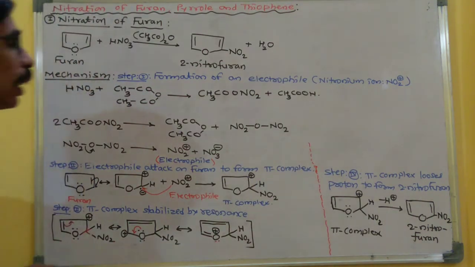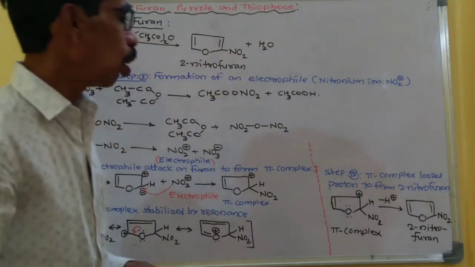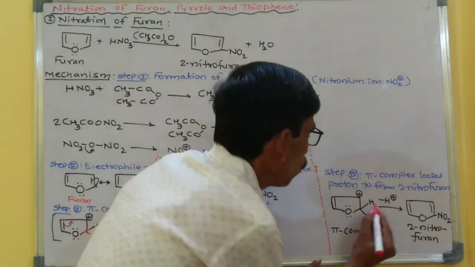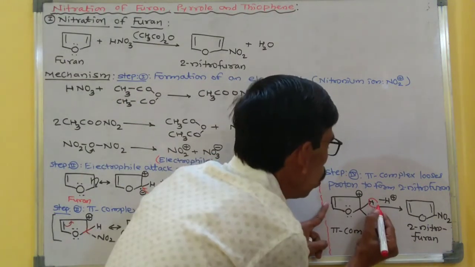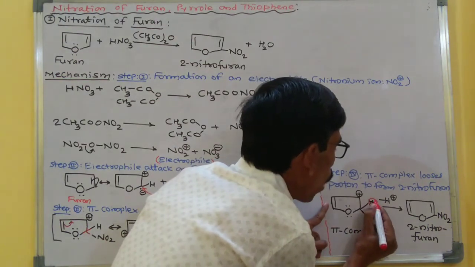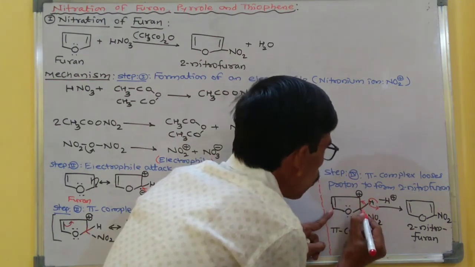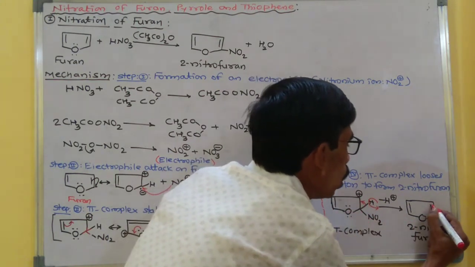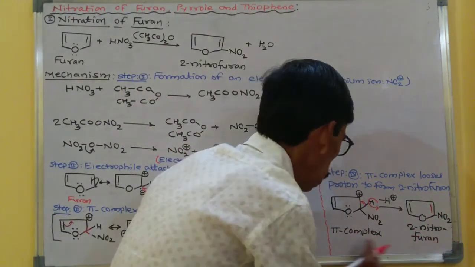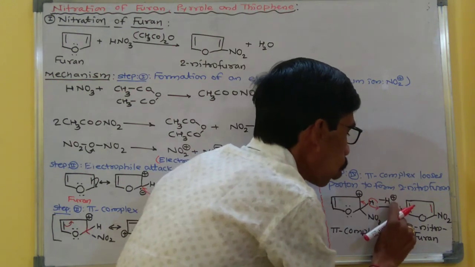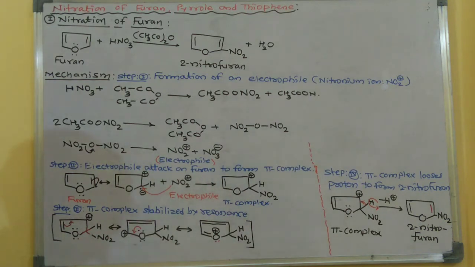The last step of this mechanism is that the pi complex loses a proton to form 2-nitrofuran. Now this pi complex loses a proton, that is H plus ion, and the bond between this carbon and hydrogen is transferred in between this carbon and carbon. So this is the bond between carbon and carbon, to form the 2-nitrofuran. So this pi complex loses a proton to form 2-nitrofuran. This is the mechanism for the nitration of furan.